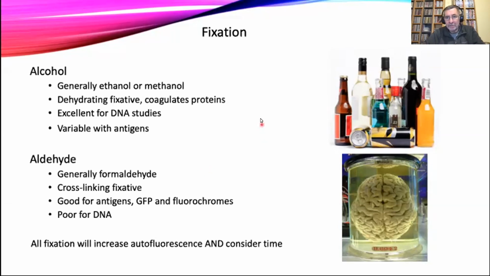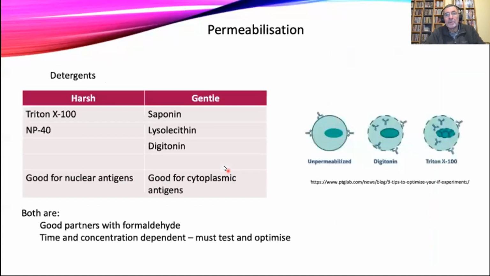Now, alcohol is a good fixative. It's also a good permeabilizing reagent. It dissolves lipids, so that means that you punch big holes in the plasma membrane and the nuclear membrane. Formaldehyde is a reasonable fixative, but it's not a very good permeabilizing reagent. So if I'm looking for an intracellular target and I've fixed my cells in formaldehyde, then I'm going to need to add a permeabilization step.